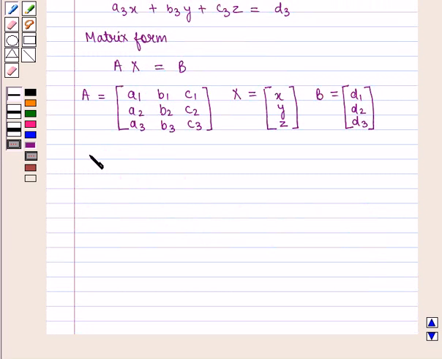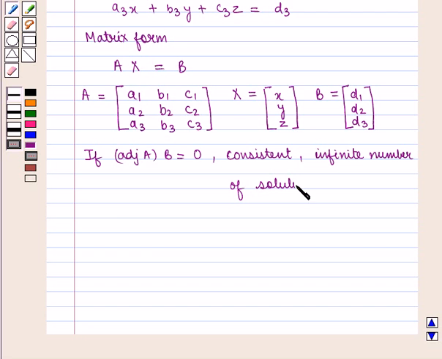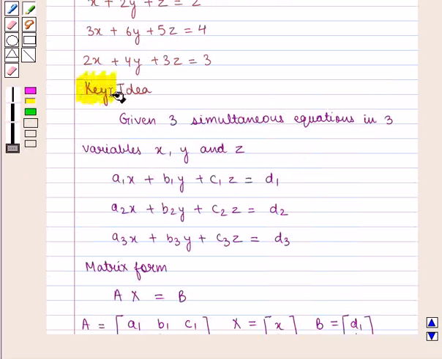Then if (adj A) B is equal to 0, then the system of equations is consistent and has an infinite number of solutions. With this key idea, we shall proceed with the solution.